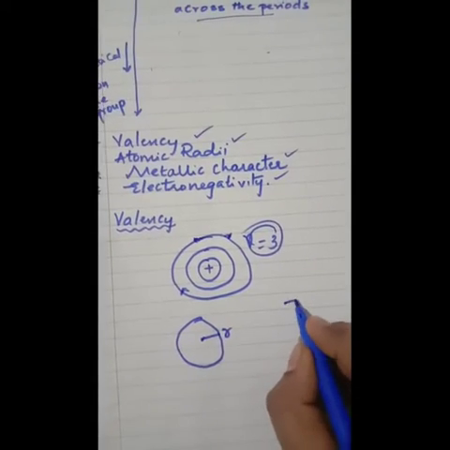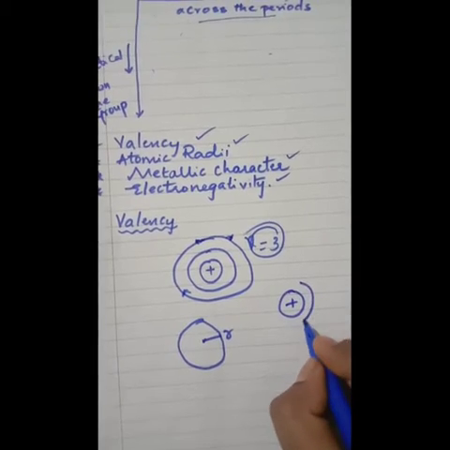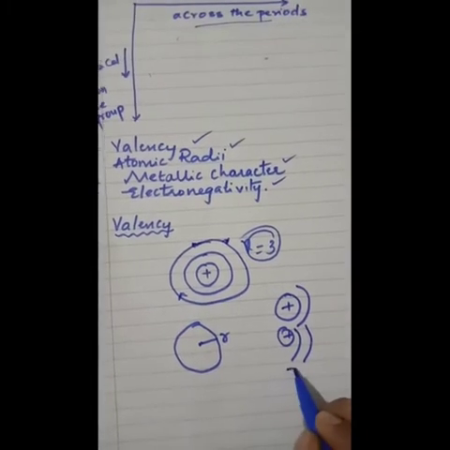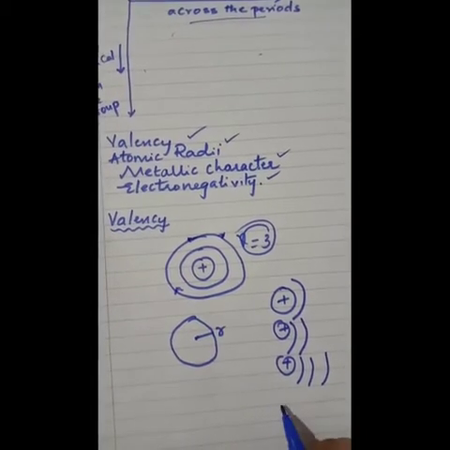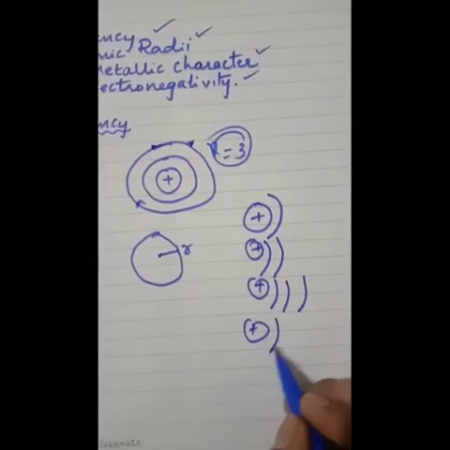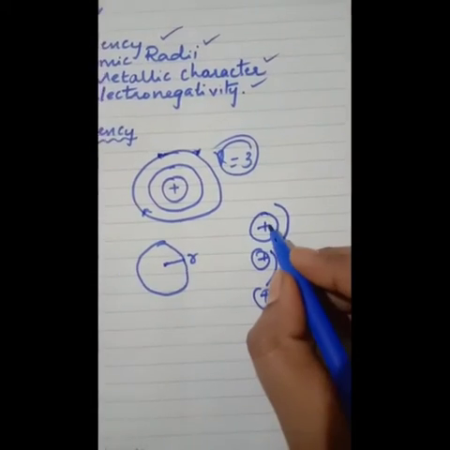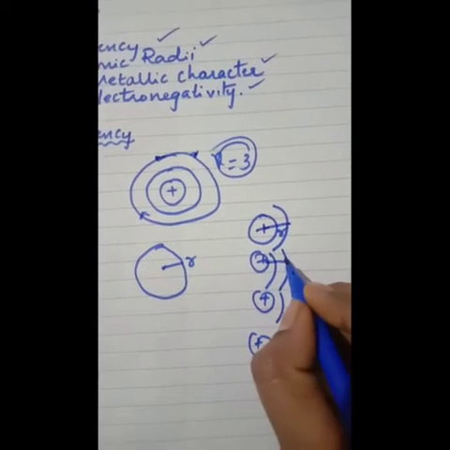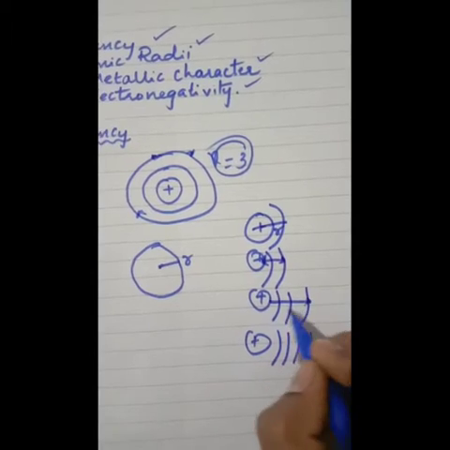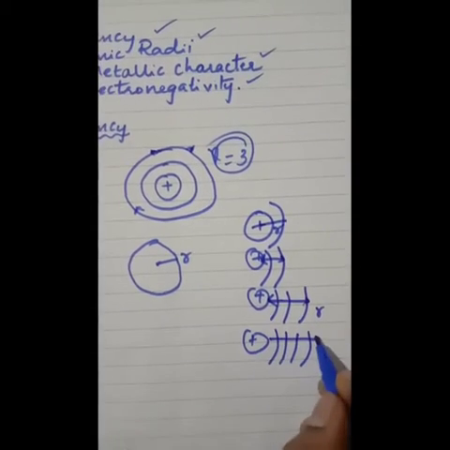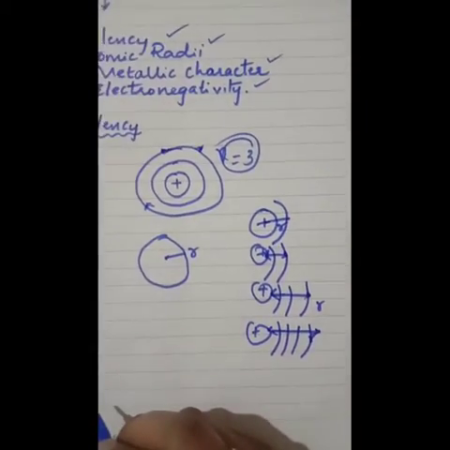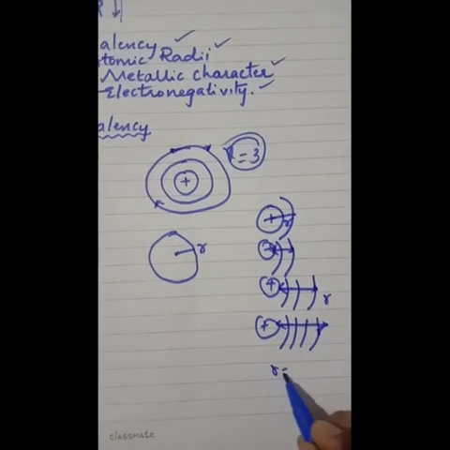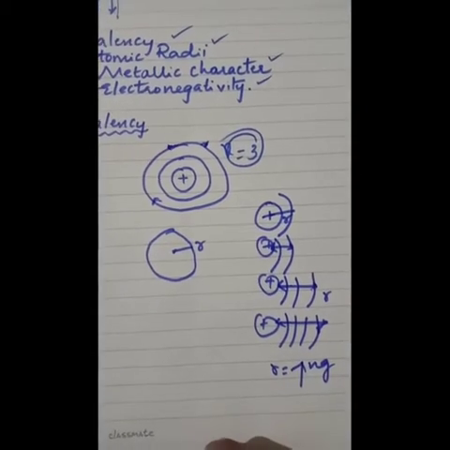For example, some atoms will have one shell, some atoms will have 2 shells, some will have 3 shells, and some will have 4 shells, like this. Okay, from the nucleus to the outermost shell, we measure the radius from end to end, like this. So as the elements are arranged down the group, the radii will keep on increasing.